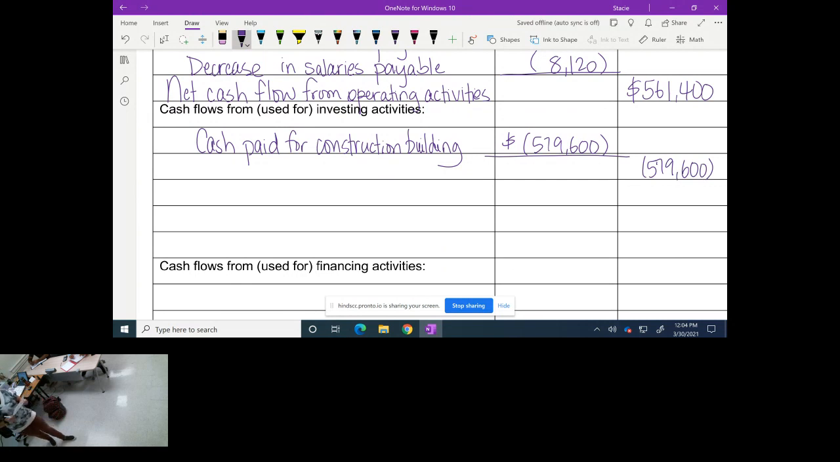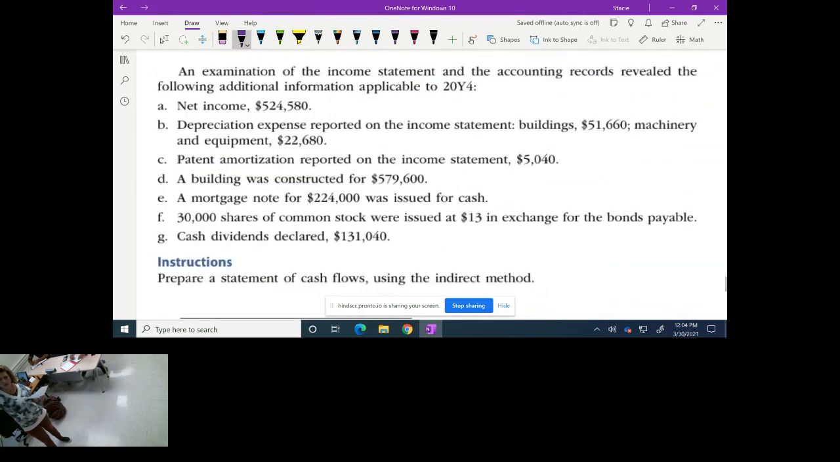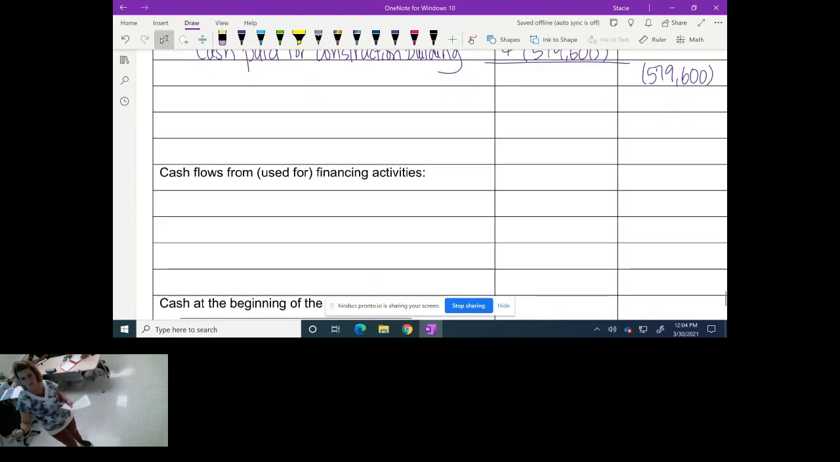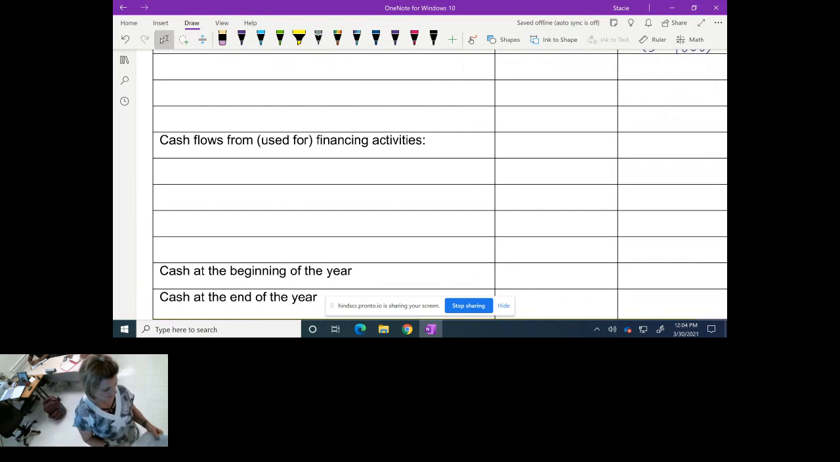All right, so that takes care of investing. Then you've got financing. So we've got a mortgage note, the stock stuff, and dividends. Make sure you skip these lines. Somebody in the last class started this section up here because we just got extra lines on that section. So just move down to financing.